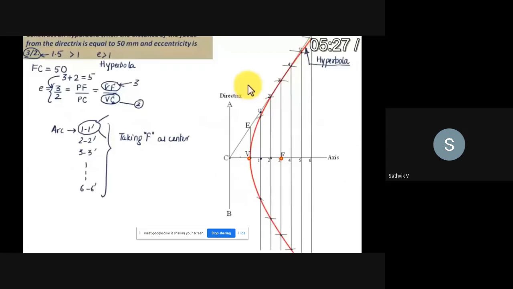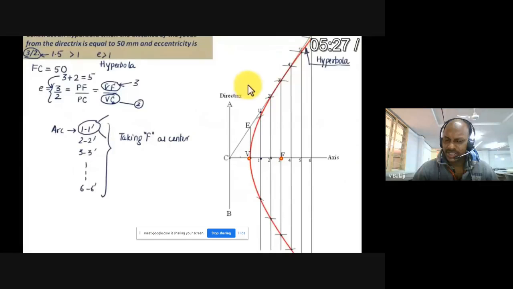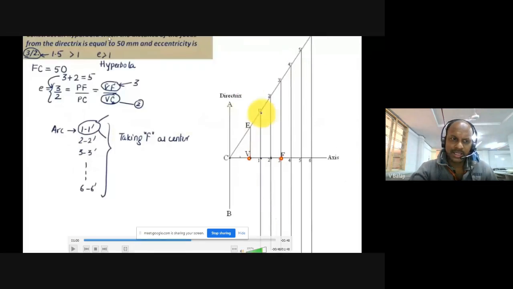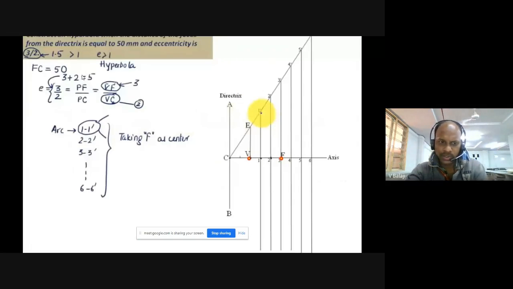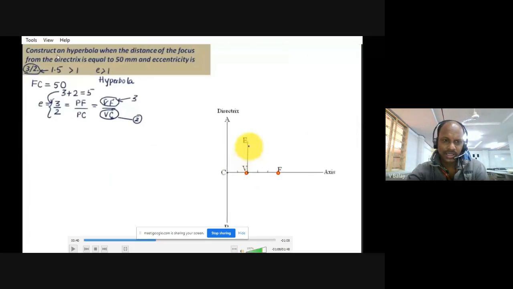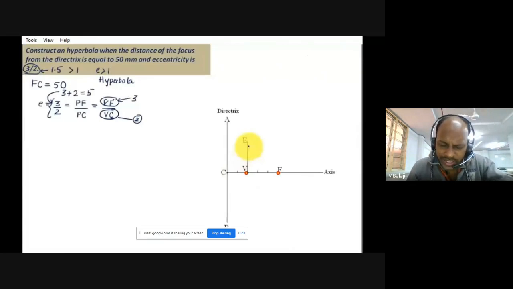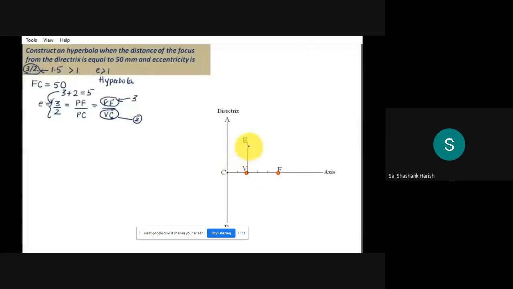Sir, what is the question for parabola, sir? See, very simple question. You see here, construct. Is my screen visible to you? Here, you write the same two lines: Construct an ellipse when the distance of the focus from the directrix is equal to 50 mm and eccentricity is equal to 2 by 3. Similarly, you write the hyperbola question. Nothing else. You need not write even the question on the drawing sheet. Sir, the value is 2 by 3 or 3 by 2?